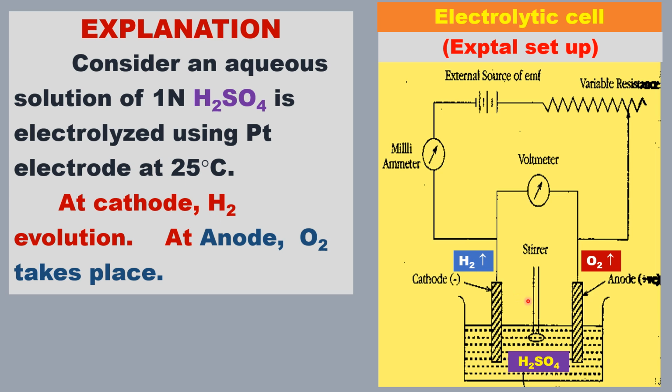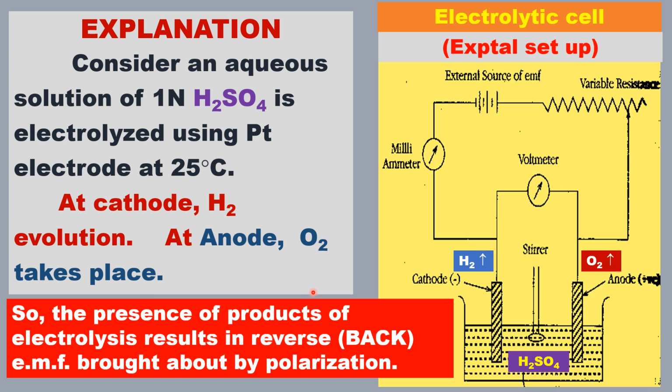At the cathode, reduction takes place and hydrogen is evolved. At the anode, oxygen is evolved. In the beginning, H+ ion is reduced. After some time, hydrogen gas is evolved. The presence of the products of electrolysis results in back EMF. It will form a galvanic cell.